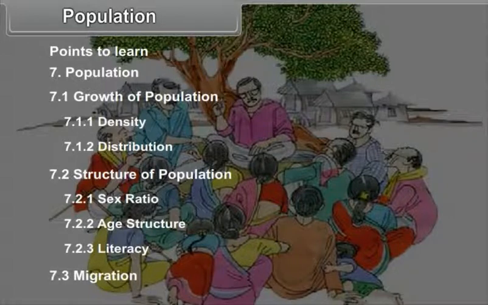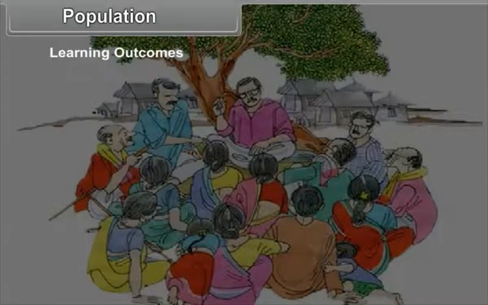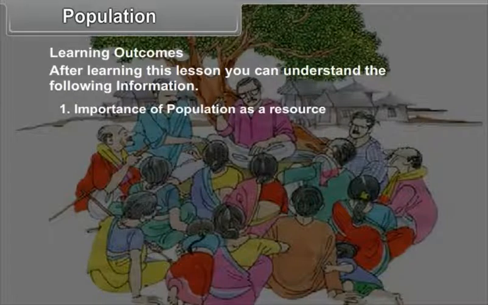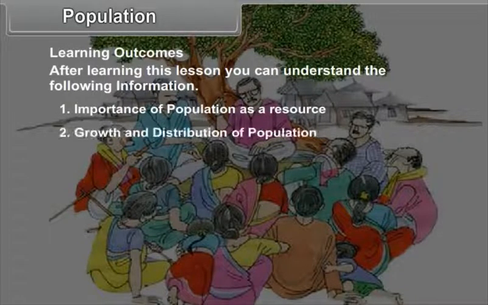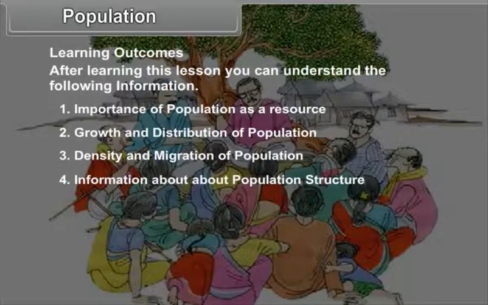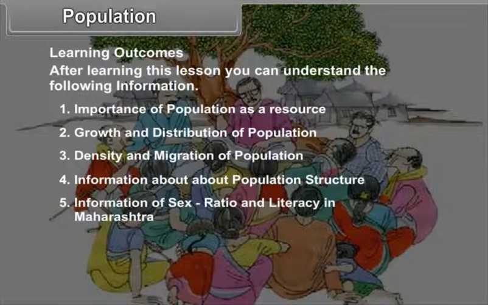7.3 Migration. Learning outcomes. After learning this chapter, you can get the following information: importance of population as a resource; growth and distribution of population; density and migration of population; information about population structure; information on sex ratio and literacy in Maharashtra.